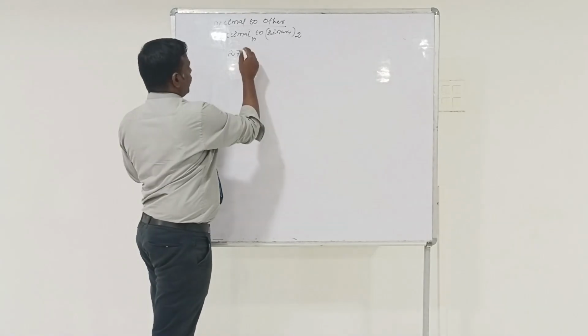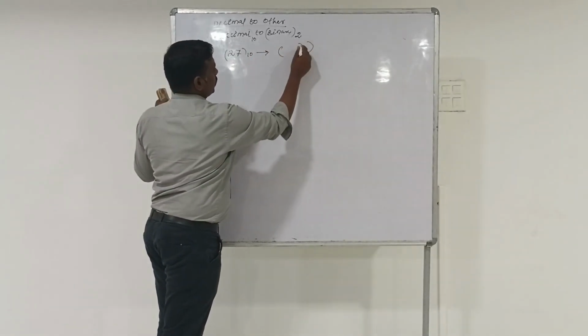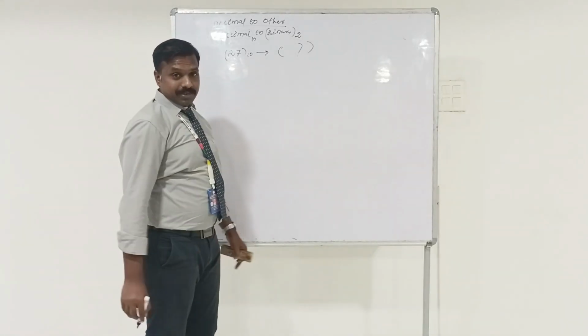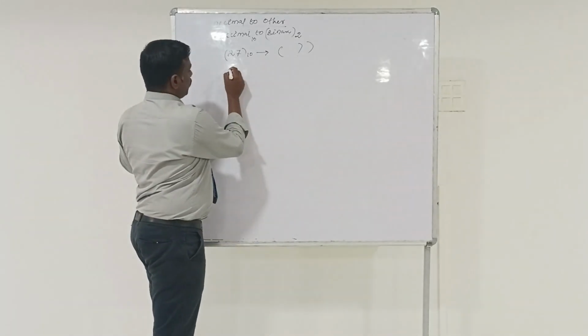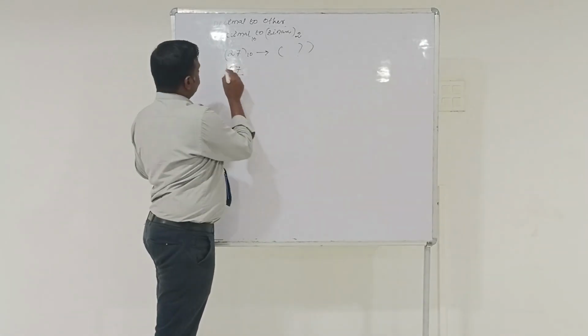This is my decimal value. I am going to convert it into binary. What is the binary value of this? Okay, this is a very easy method. So, first of all, I am going to divide the 27 by 2.